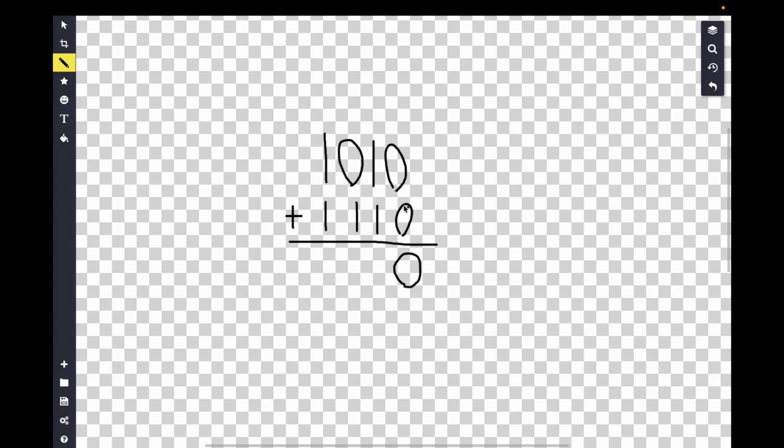Then we move on to the next 2 digits. So 1 plus 1 is 2. But remember, we have only 2 digits in binary, 0 and 1. 2 is not an actual digit. So we have to put a 0 here and carry a 1 over. Now we have 1 plus 1. It's the same thing again. We get 2, and 2 is not an actual digit. So we have to put a 0 and carry another 1 over.